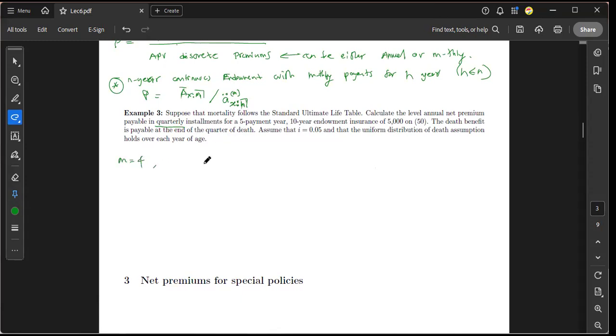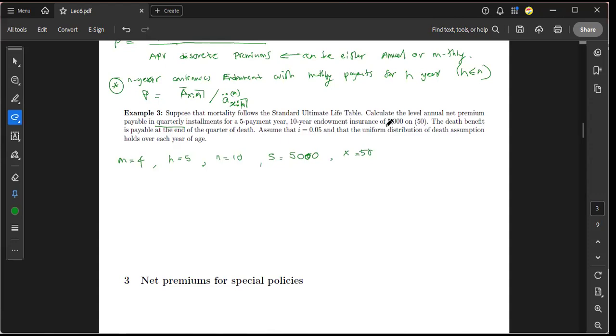Installment for 5 payment year. So payment year is 5, so H is equal to 5. For 10-year endowment insurance, that means N is equal to 10. And 5,000 is the benefit amount. So if you could remember, in the first definition, S is the actual amount of benefit. So S is equal to 5,000 in here. And X is equal to 50.